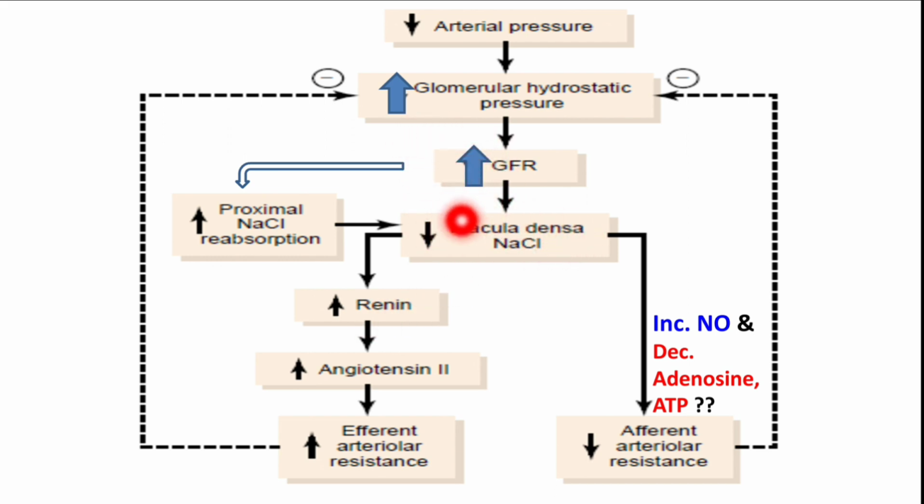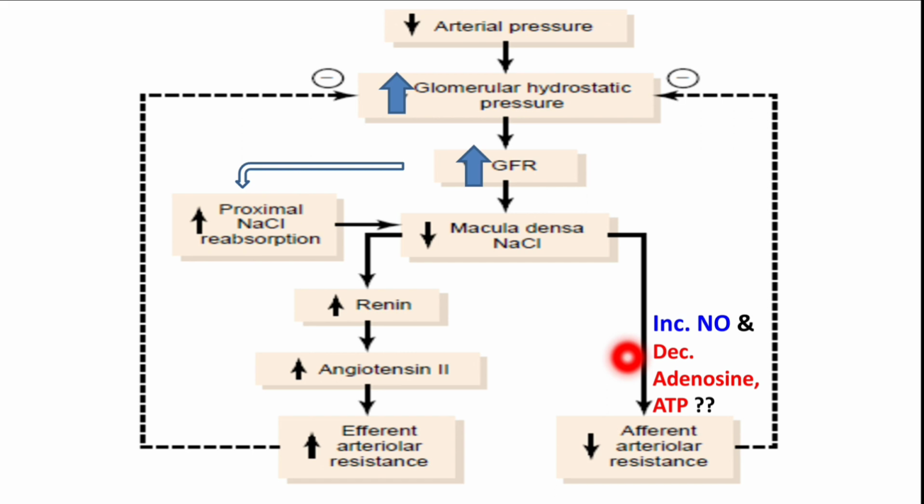Now there is also a second very important component of this response. We will start from here, when macula densa had sensed decreased concentration of sodium chloride. Now macula densa, besides causing an efferent arteriolar response, also causes an afferent arteriolar response. But we don't know exactly what the mediators of this response are. Probably when macula densa senses the decreased level of sodium chloride here in the initial portion of the distal tubule, somehow it increases the concentration of nitric oxide, which is a vasodilator, and probably it decreases adenosine and ATP, but we don't know exactly.